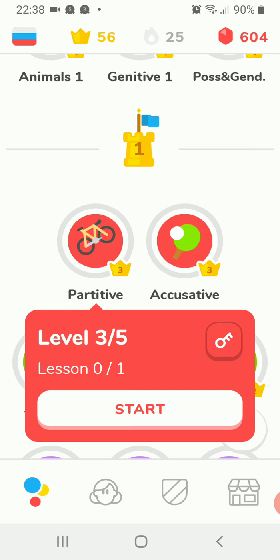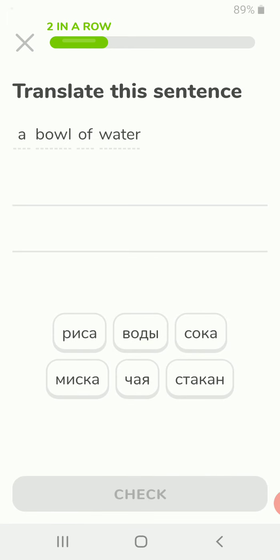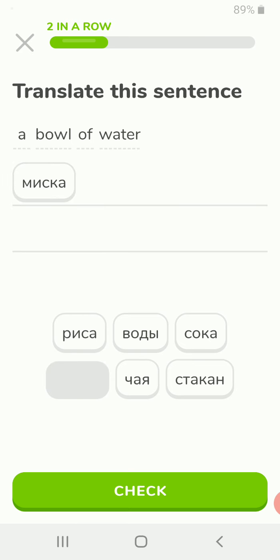Miska risa. So ris, we know it's rice, but miska, I don't see what it could be. A bowl of rice. So miska means a bowl. A bowl of water, so it should be miska vody.